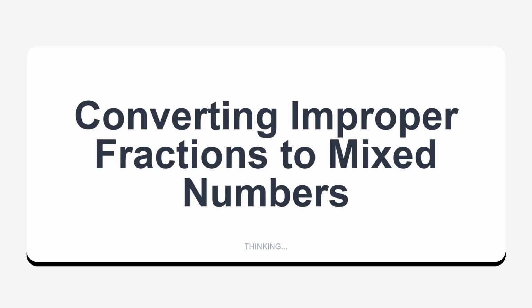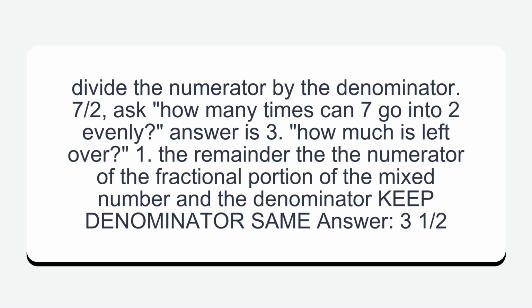Converting improper fractions to mixed numbers. Divide the numerator by the denominator. 7 halves. Ask, how many times can 2 go into 7 evenly? Answer is 3. How much is left over? 1. The remainder becomes the numerator of the fractional portion of the mixed number. Keep the denominator the same. Answer, 3 and 1/2.